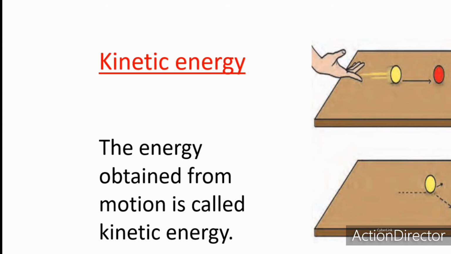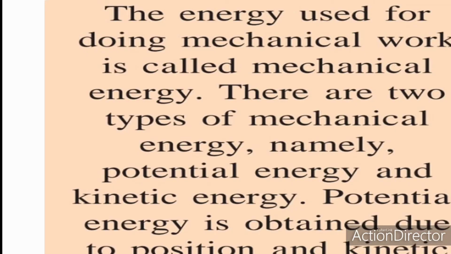So in this case, which energy is used? Kinetic energy. In case of playing with a carom board also, which energy is used? Kinetic energy. As the striker is moving, it has kinetic energy in it, and because of the kinetic energy, the other coins will move. So what we have seen is that the energy used for doing mechanical work is called mechanical energy. There are two types of mechanical energy, namely potential energy and kinetic energy. Potential energy is obtained due to position and kinetic energy is by motion.